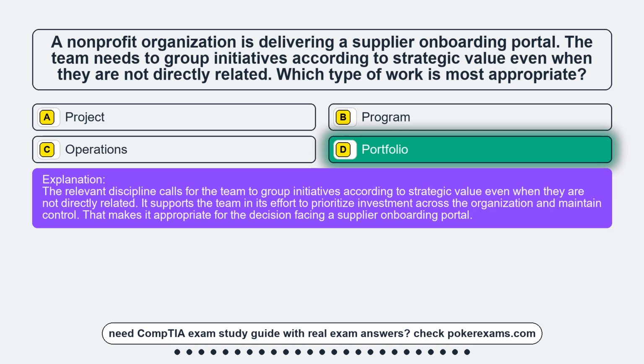The relevant discipline calls for the team to group initiatives according to strategic value even when they are not directly related. It supports the team in its effort to prioritize investment across the organization and maintain control. That makes it appropriate for the decision facing a supplier onboarding portal.